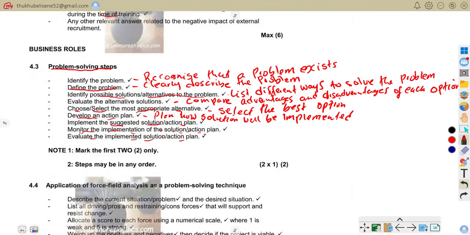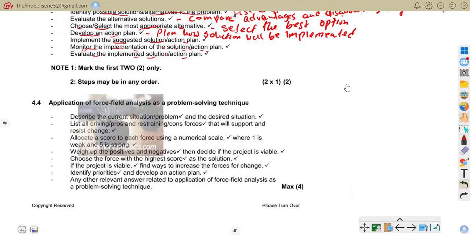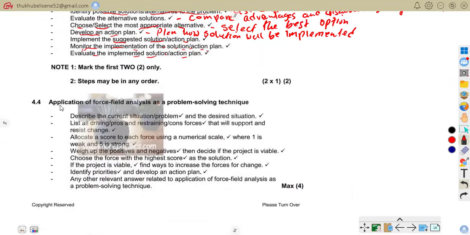Here we are on our answers. Application of force field analysis as a problem-solving technique. As it says, describe the current situation or problem and the desired situation. So meaning here, you describe the current as well as desired situation, meaning you identify where the business is, where it wants to be. That is that. For example, low productivity or high productivity.